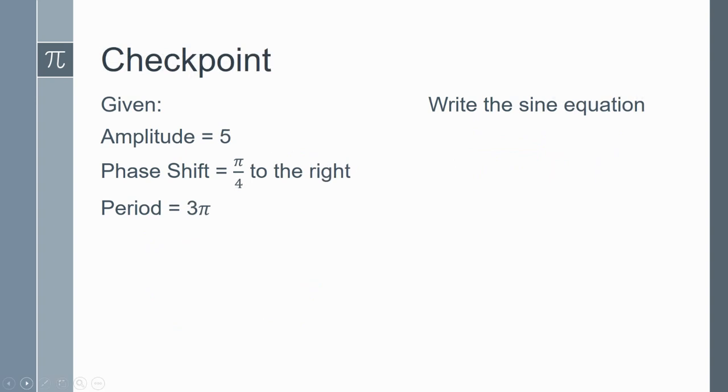All right, so see if you can pause the video and try this checkpoint problem. The amplitude is 5. The phase shift is pi over 4 to the right. The period is 3 pi, and I want us to find the equation for the sine.